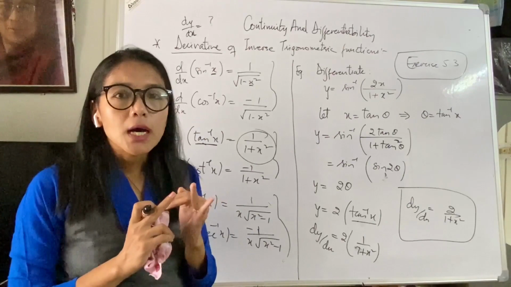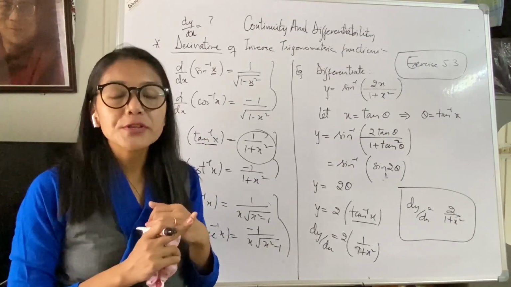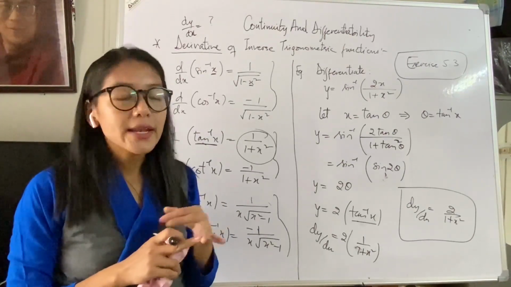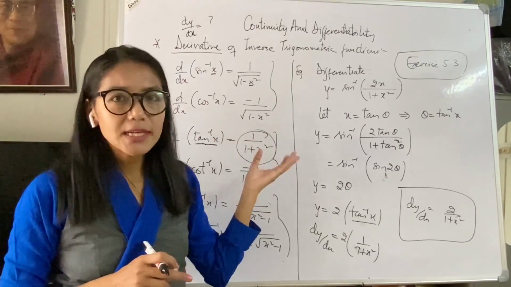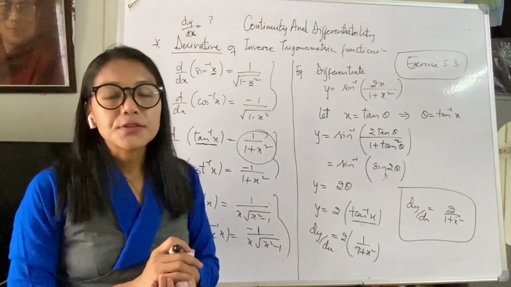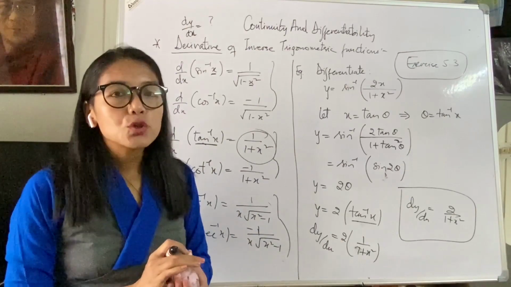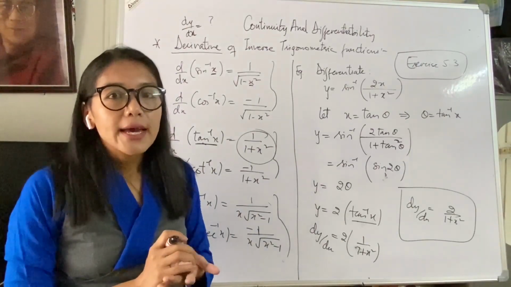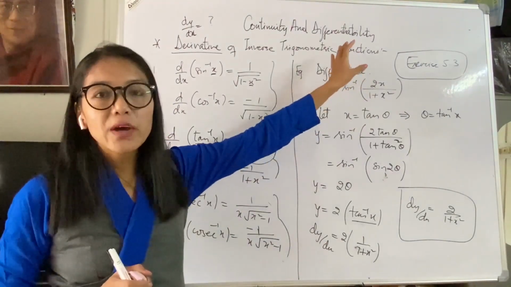We took these two types of function, inverse trigonometric function and implicit function, and I gave you examples of how we can differentiate such functions. With this I will conclude here, and as assignment you will do exercise 5.3.